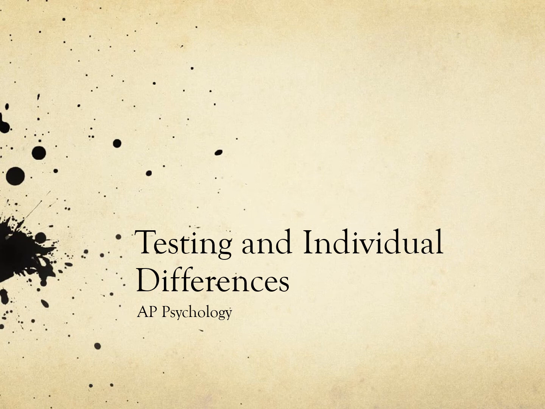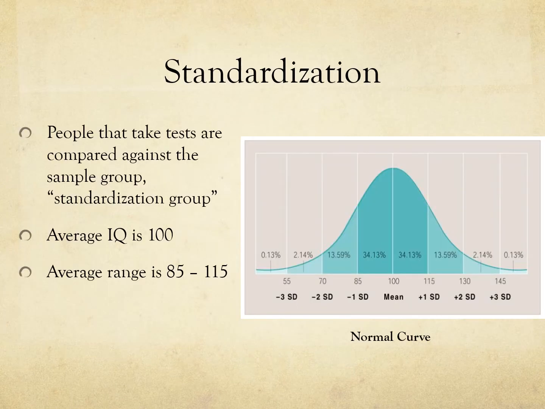Today, we're going to be talking about intelligence, focusing on testing and individual differences. So standardization. People that take tests are compared against the sample group, which is the standardization group. A lot of you are very familiar with it. In the society we live in today, most of you have taken numerous standardized tests. One of the things they do with this is to try to see where you fall within the group. Something we talked about earlier in the year was standard deviation.